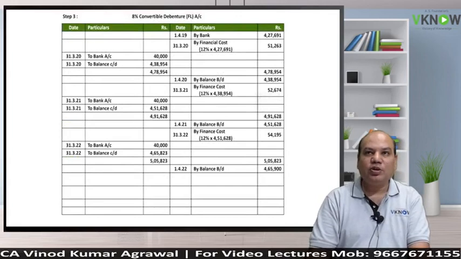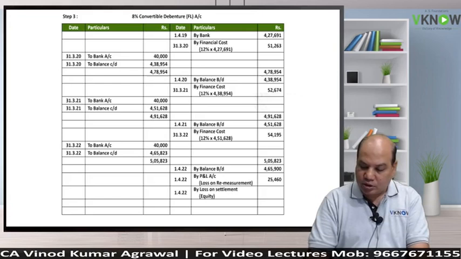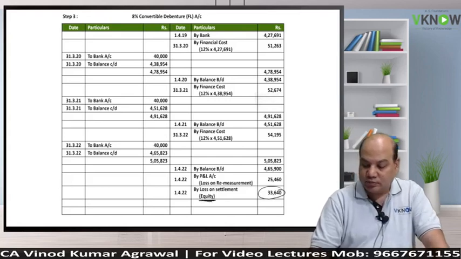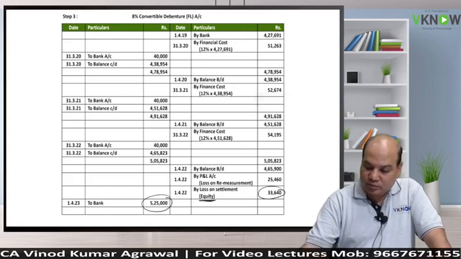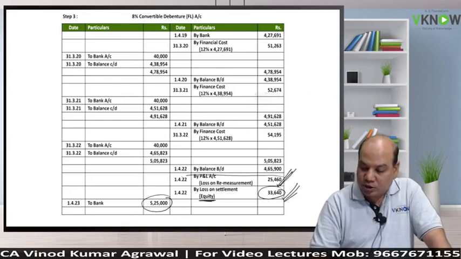So now I am going back to the ledger. Go to the debenture ledger, 4th year, credit side. By P&L account, I will transfer 25,460, and by loss on settlement 33,640. This I will adjust in equity. Don't forget equity in brackets, and to bank 5,25,000. So I am paying this amount. This goes to the P&L account, and this is adjusted in equity. So the P&L account will show this figure only. In SOCI, this figure will appear.